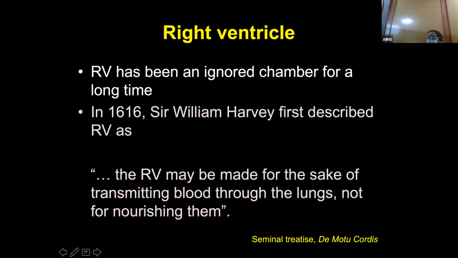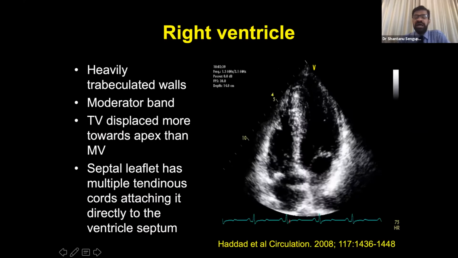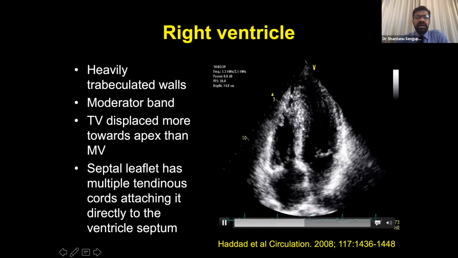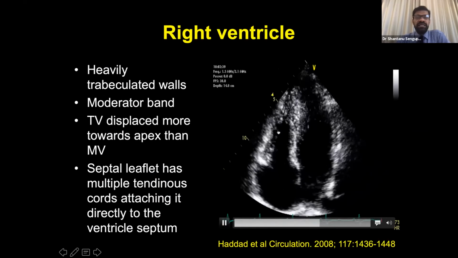Now, earlier RV has been an ignored chamber, but in 1616, way back, William Harvey described that RV may be made for the sake of transmitting blood through the lungs and not nourishing them. And we have now evolved over a period of time, understanding, looking at the RV by 2D, 3D, four dimension, vortex imaging, and lot. So, as we all know that RV is a highly trabeculated structure, has a moderator band.